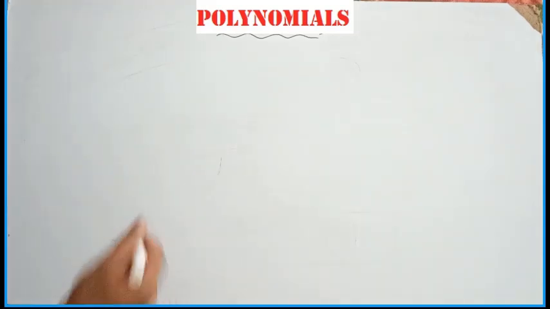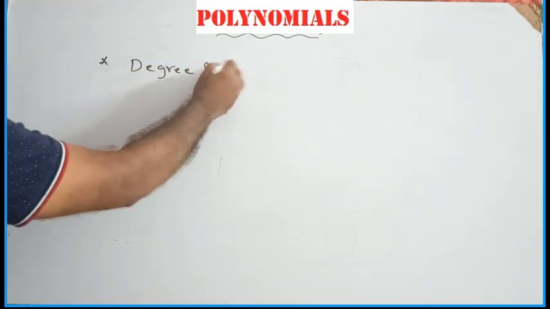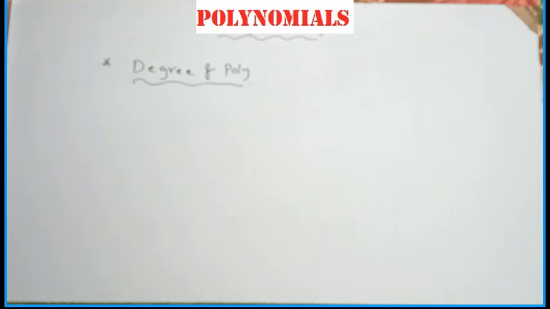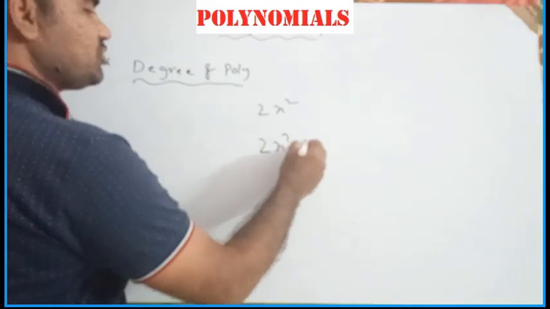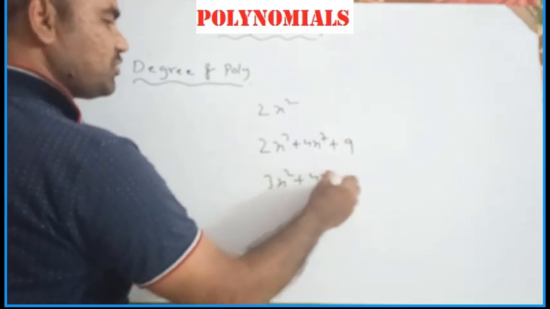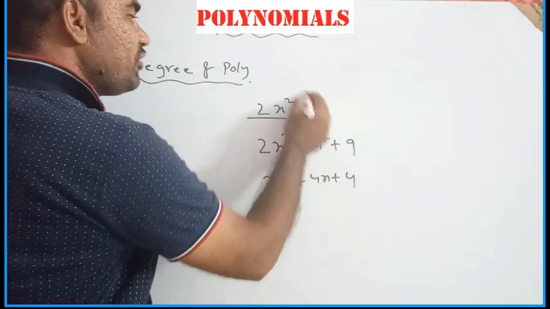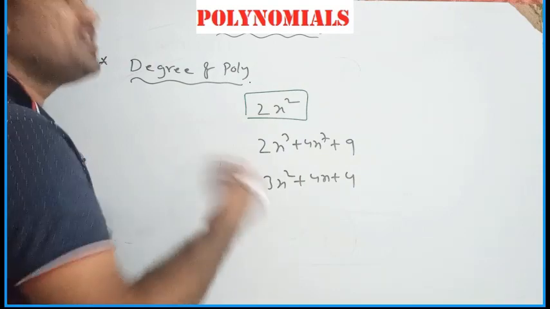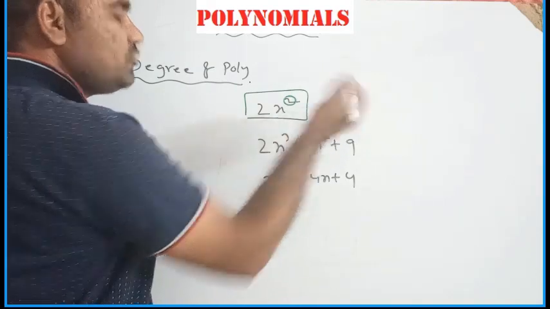Okay students, the next one is an important concept, that is degree of a polynomial. The highest power of the variable in a polynomial of one variable is called its degree. For example, 2x cube plus 4x power 7 plus 9, 3x square plus 4x plus 4. So these are polynomials involving only one variable. The power of that variable is taken as its degree. So 2. So you can say that this is a polynomial of degree 2.